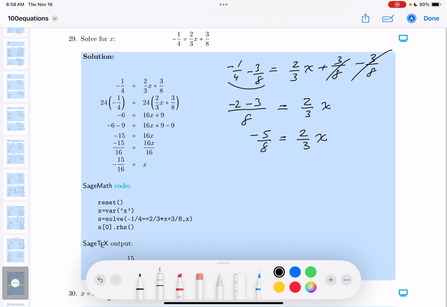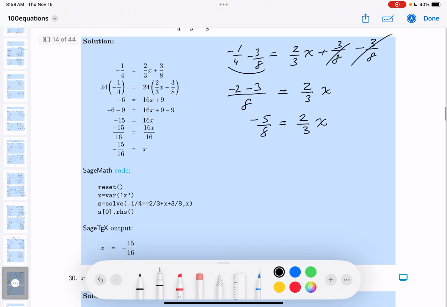The next thing I'd recommend to do is to multiply both sides by the reciprocal of the variable's numerical coefficient, which would be multiply both sides by 3 over 2. Let me write that down for you. Minus 5 over 8 times 3 over 2. And I'm going to multiply the other side by 3 over 2. So 3 over 2 times 2/3 of an x.